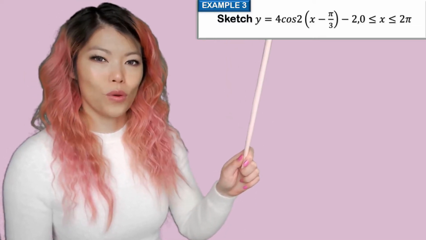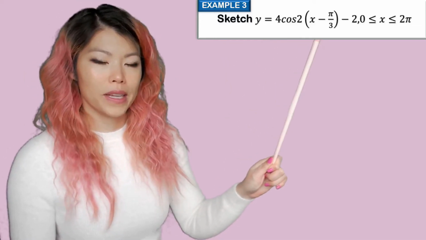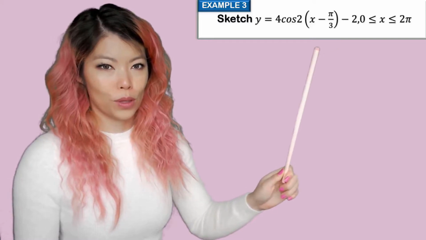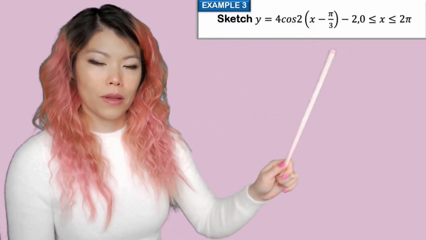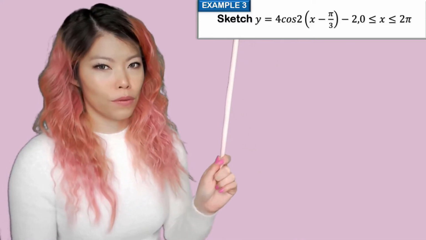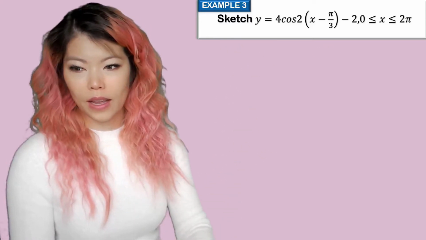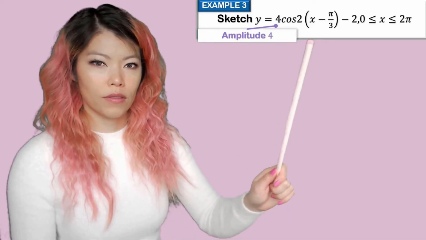Example 3, sketch y equals 4 cos of 2x minus pi on 3, minus 2, between 0 and 2 pi. So what are the values telling us? Well, the 4 is our amplitude, and the 2 gives us a period of 2 pi on 2.